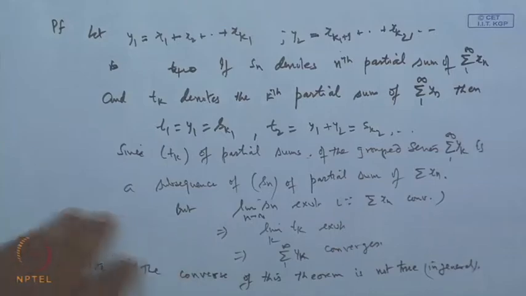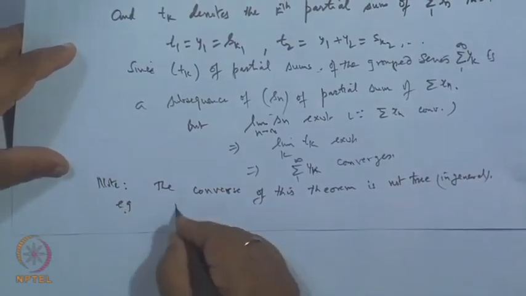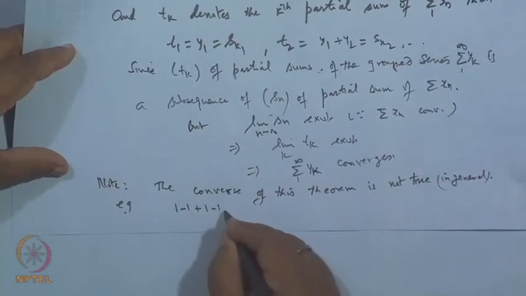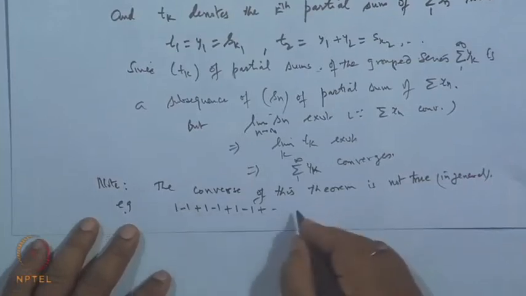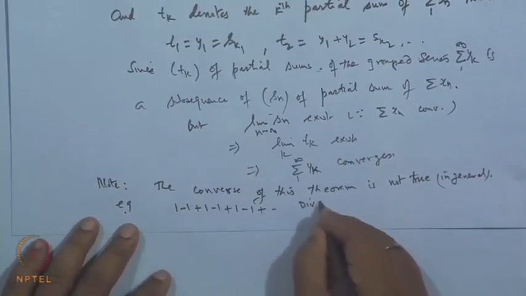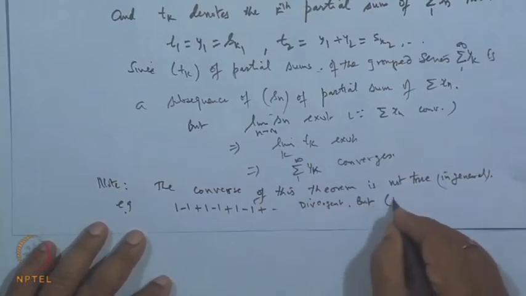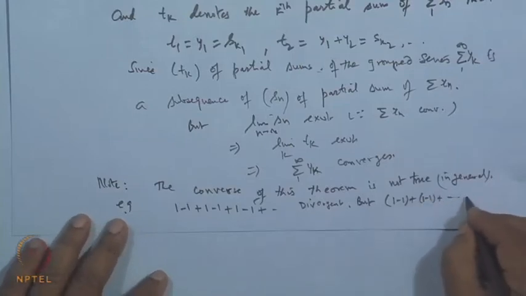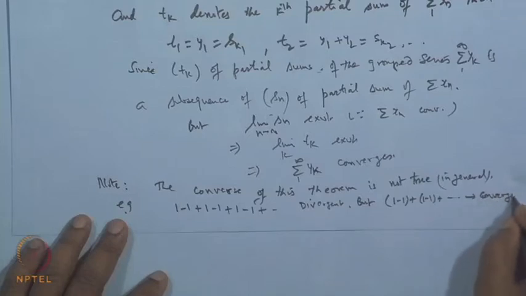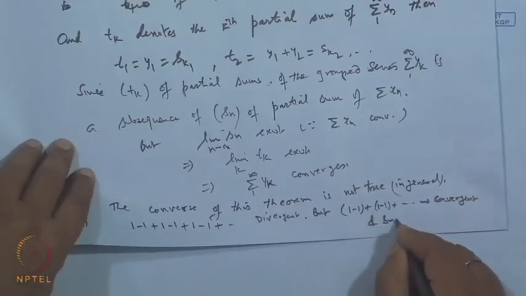Okay. For example, if we take this series, 1 minus 1 plus 1 minus 1 plus 1 minus 1 and so on, which is a diverging series. But if I regroup this series as (1 minus 1) plus (1 minus 1) and so on, then it is convergent, and it converges to 0. The sum is 0.